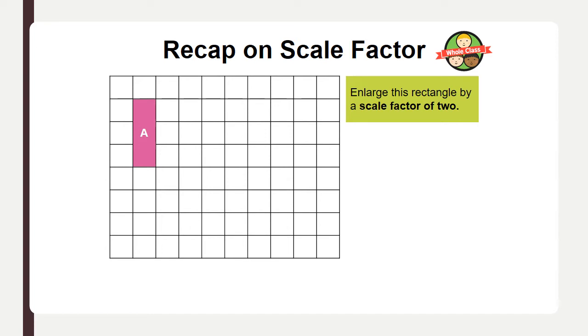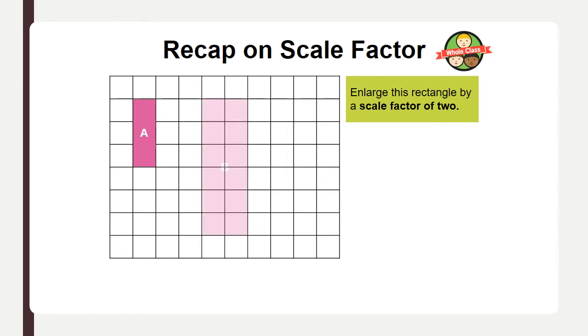And if you haven't got squared paper, then you'll need to make sure that, if you've got lined paper, you draw vertical lines on it to turn it into squared paper for today's lesson. So enlarge this rectangle by a scale factor of 2. Pause the video here whilst you do that.